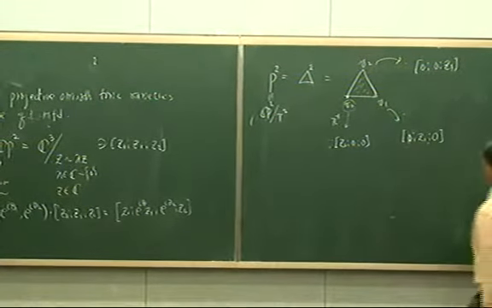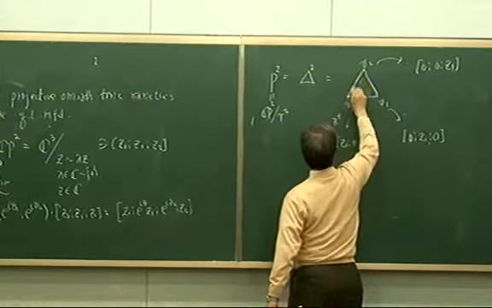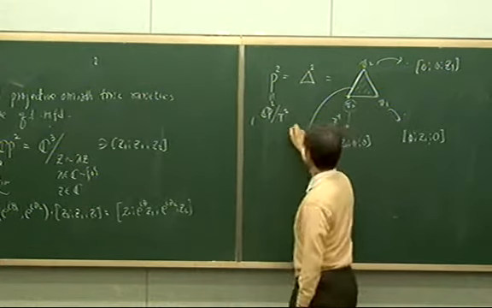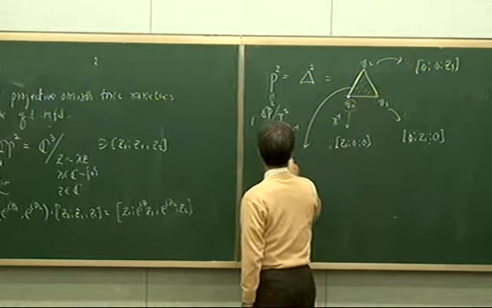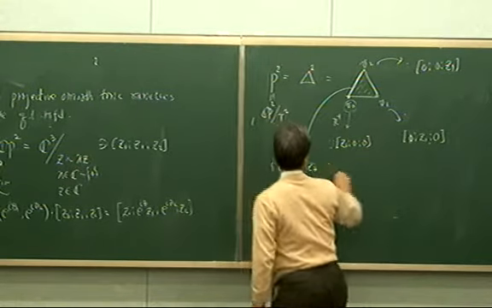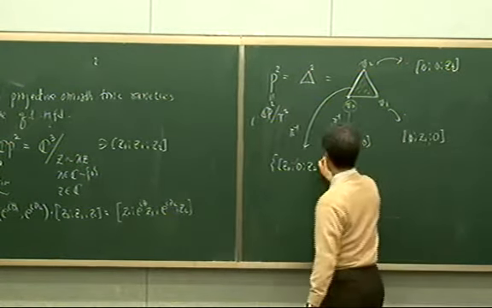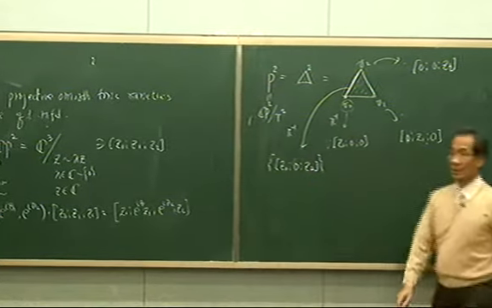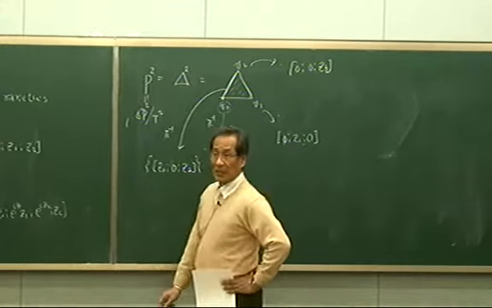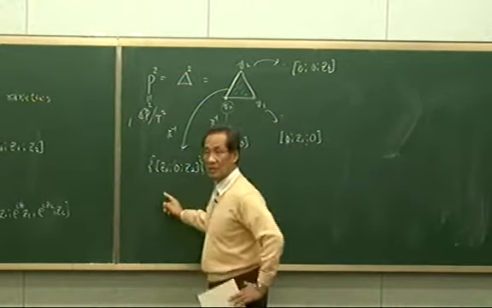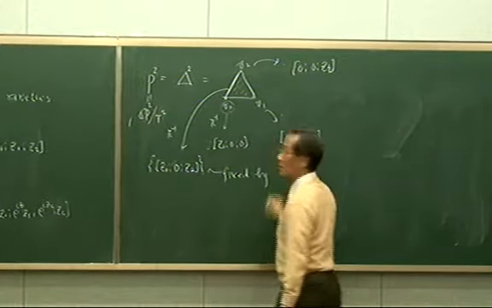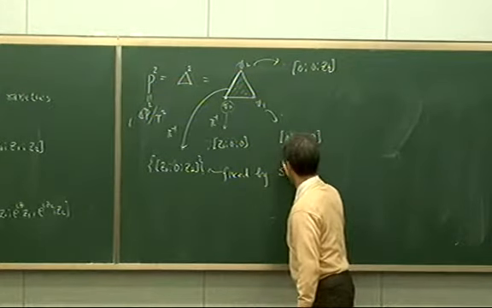And then what is this one? This face is a facet. So the inverse image of this one, pi inverse, is the set of points fixed by a circle subgroup. What kind of circle subgroup is fixing this? This one is fixed by S1 times 1.